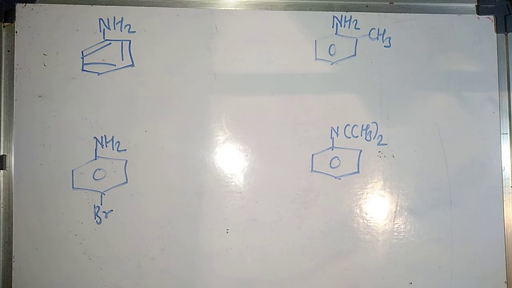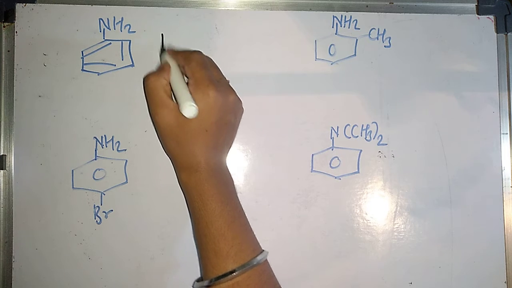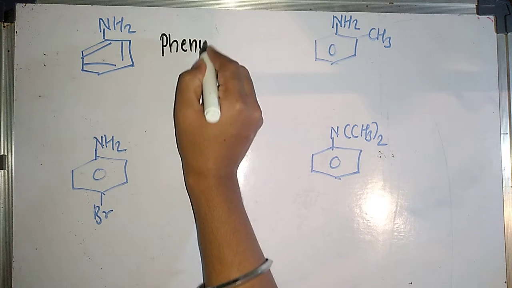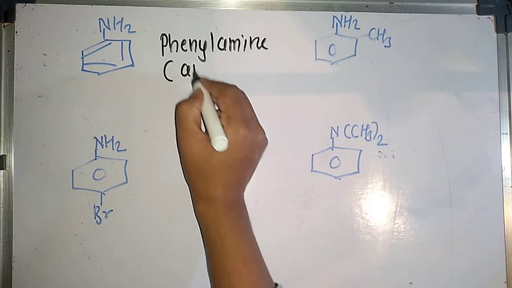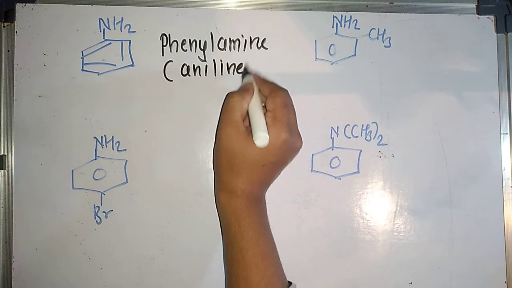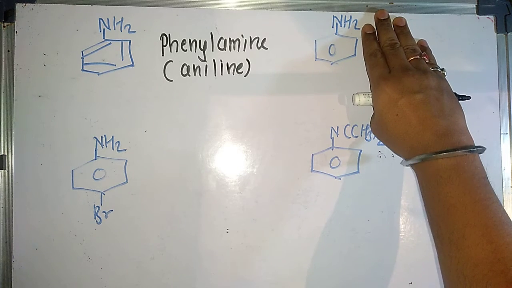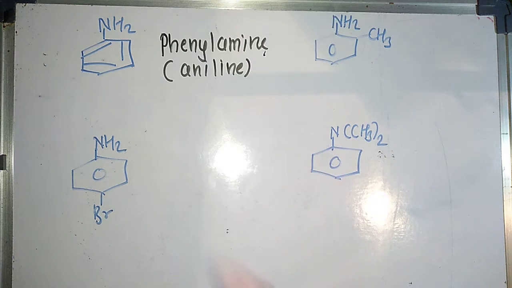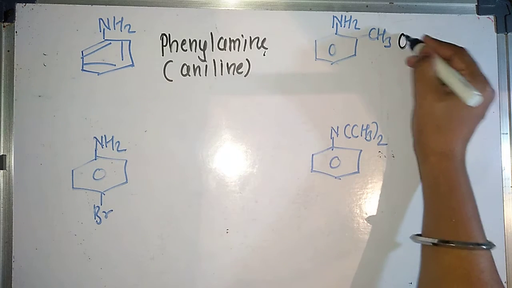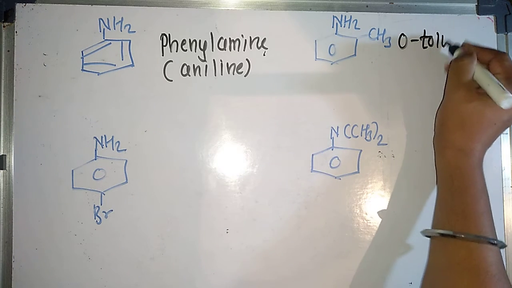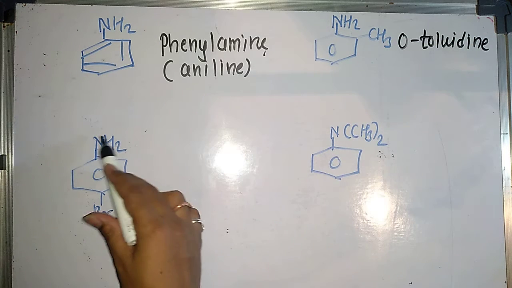Now we have an NH2 group attached to benzene. In that case it is called phenylamine, or it has another name which is called aniline. It is famous by the name aniline, so you have to remember that. Now this much is the aniline, no doubt, and this much is a toluene. So it is a mixture of aniline as well as toluene. Both have an ortho relation, so in common name it is called orthotoluidine.